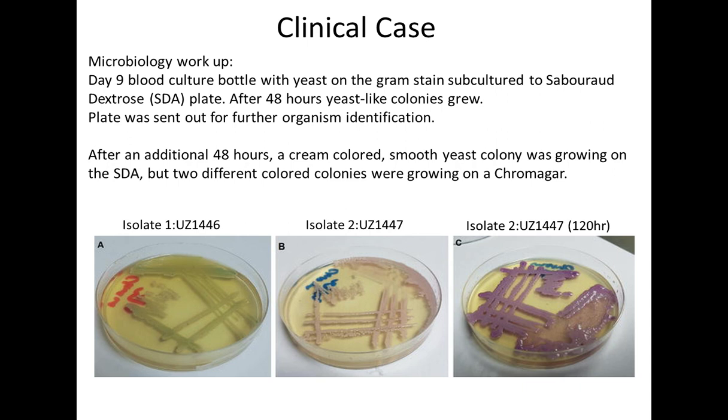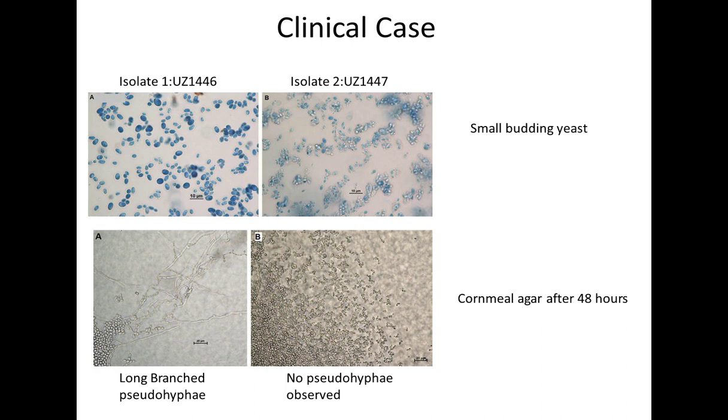So in A, there was one isolate showing up greenish on the chrome agar. They labeled UZ1446. And then there was isolate B showing up pink or pinkish mauve on the chrome agar, isolate UZ1447. And they held that second isolate to 120 hours, and you could see it develop this purple color on the chrome agar. So this was really necessitating a workup of two different yeasts that were found in the blood.